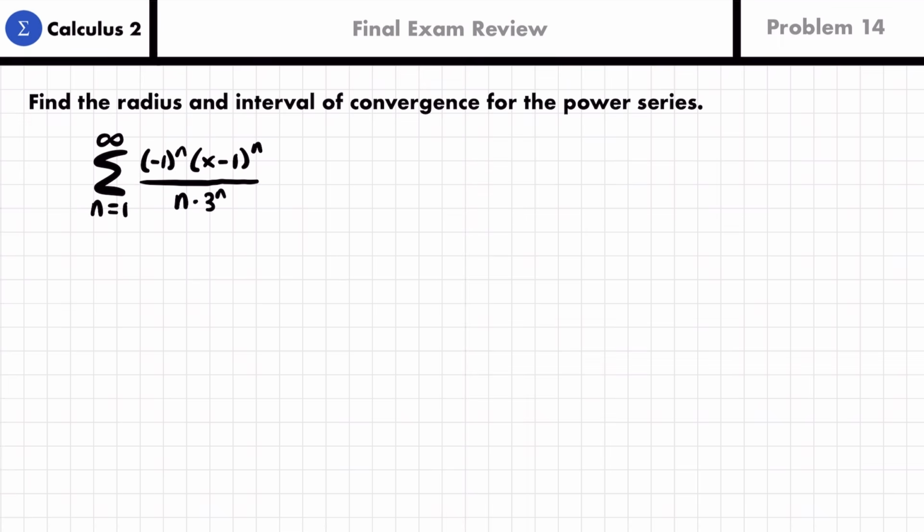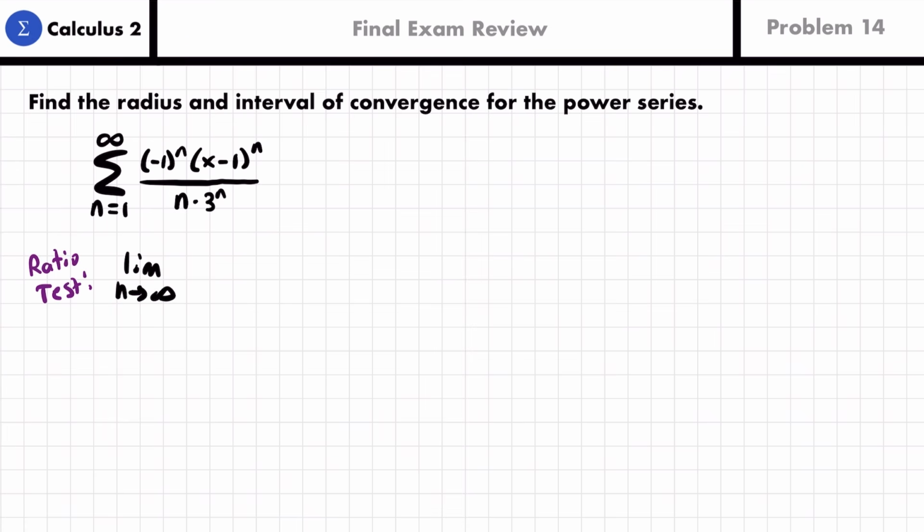Next up, for problem 14, we want to find the radius and interval of convergence for the power series. And our power series is the sum from n equals 1 to infinity of negative 1 to the power of n times x minus 1 to the power of n divided by n times 3 to the power of n. Okay, so remember, to find the radius and interval of convergence for a power series, you want to use either the ratio test or the root test on that series. I typically always use the ratio test, but if you want to use the root test, that's fine, that will work too.